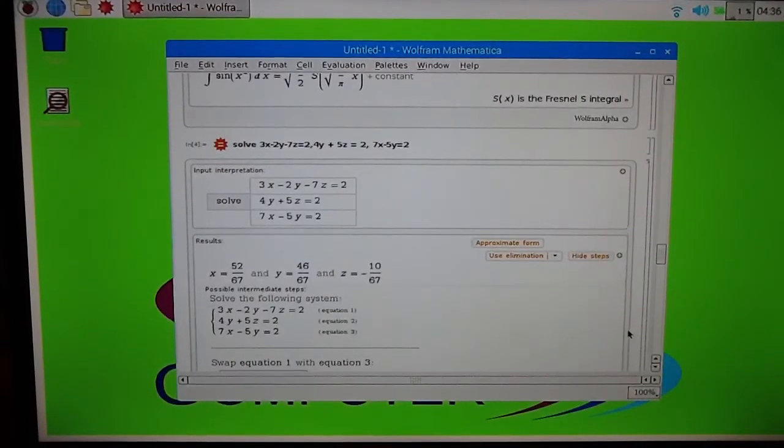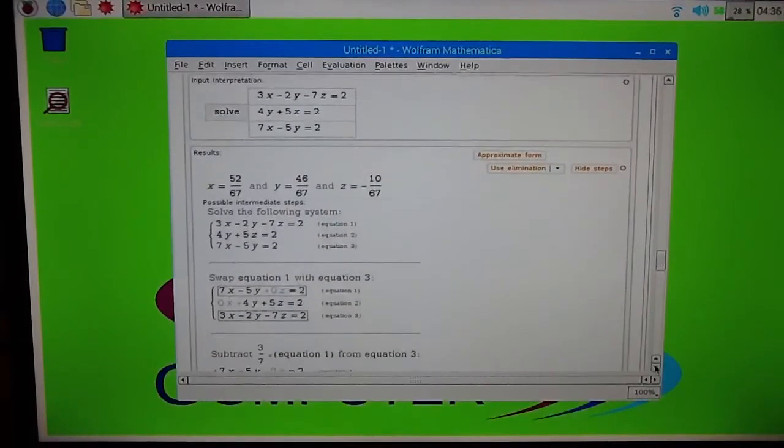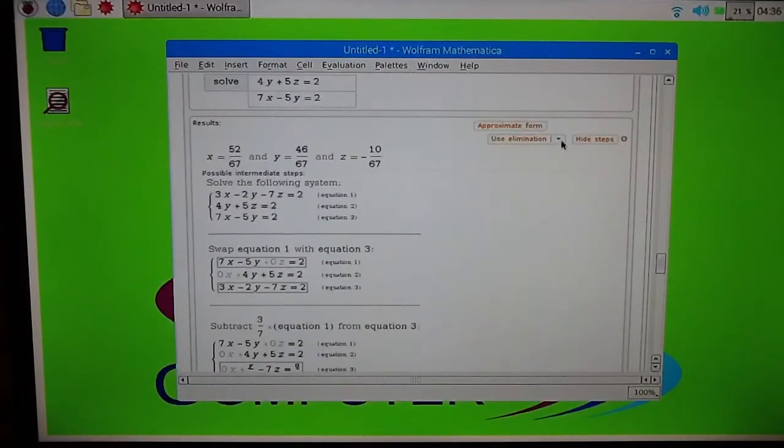But if you told it to do step by step, which I already did to save time, it comes down and it shows you. Now, first of all, there's different ways to do it. It's going to use elimination, which is really one of the better ways. Substitution is another great way. Gaussian elimination, which they often teach, is the most clumsy way to do it. I never recommend that, but it'll do it if you want to. It'll just be much longer.